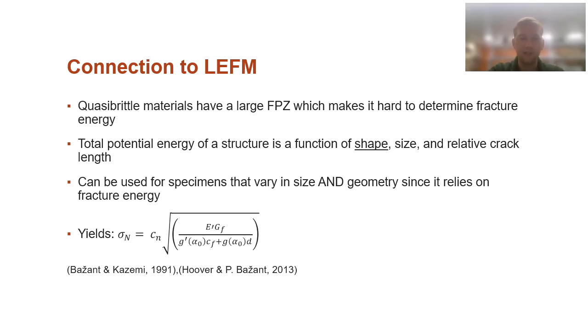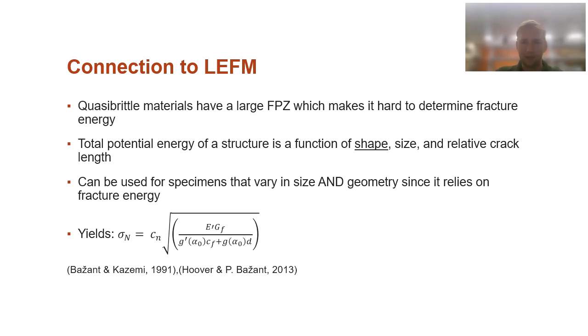There are geometric constants in here that define the size effect equation based on shape, size, and crack length, because that's what the total energy in the system would be based on, according to linear elastic fracture mechanics. So now we have this equation that we can see here. Again, we have G, the surface energy, and E, Young's modulus. In the denominator, we have these lowercase g functions, and those all have to do, again, with the energy release rate.